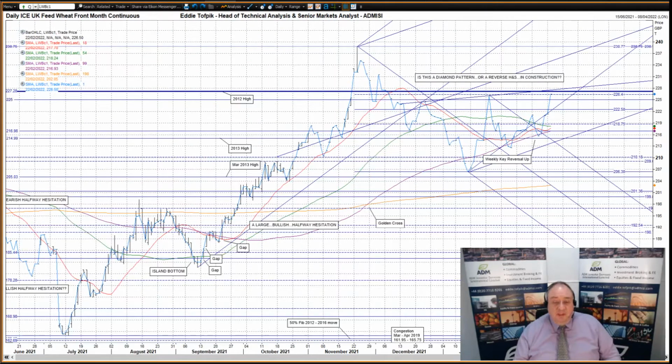Looking at the commodities, we had a weekly key reversal up in ICE feed wheat futures, and all I can say here is that we have had a marvelous follow-on higher to this pattern already. Prices are now up to challenging the thick congestion around the 2012 high in the 227.25 area. This will be crucial as it will quantify if the action since December 2021 to date is a diamond pattern or a reverse head and shoulders pattern in construction.